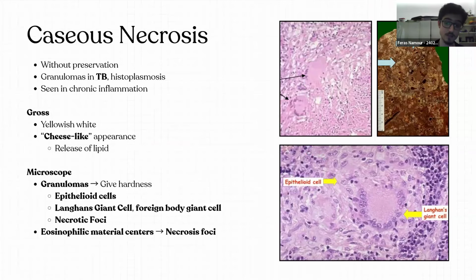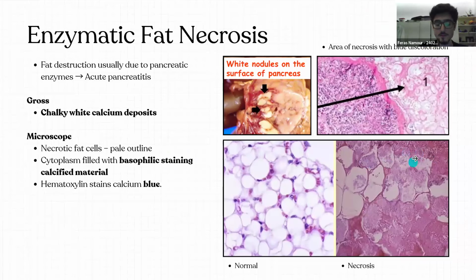I'm going to explain it later. Let's just set it up from now. So caseous necrosis, this is how it looks under a microscope. We're going to explain it later on, so we're just going to come back. Enzymatic fat necrosis is the easiest thing.